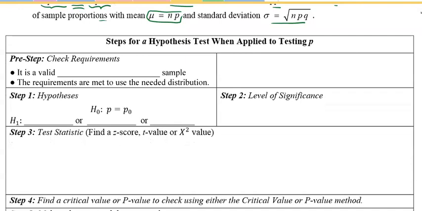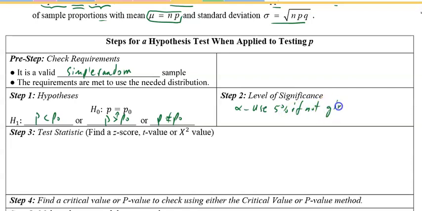So the steps for hypothesis testing when applied to testing a proportion are identical. It is a valid simple random sample. For the hypotheses, if the alternative hypothesis is not equal, then you would say p is either less than p naught, or greater than p naught, or p doesn't equal p naught. And just like before, we normally use alpha of 5% if not given or specified.